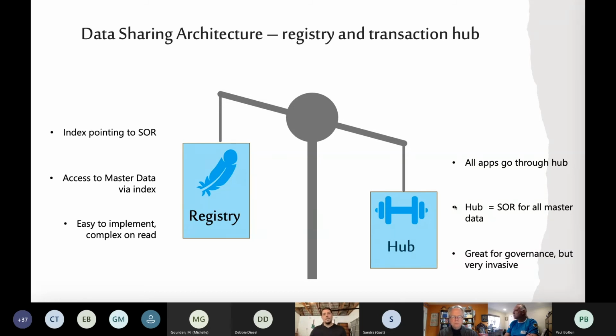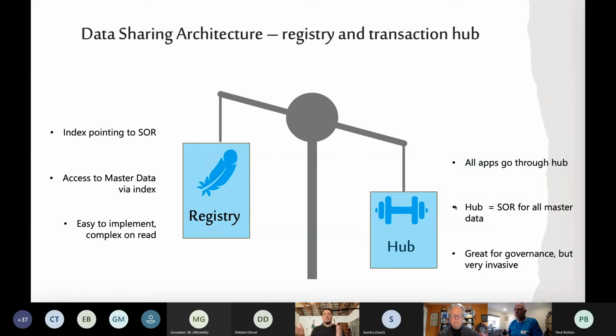So you've got registry on the one side, and on the other side you've got the transactional hub architecture. In this one, your governance is really good because everything is in one place and you don't allow any new data, for example, to be created elsewhere in a system of record. Your hub is the originator of data and it shares it from there on. So all the applications go through the hub. The hub is the system of record for all your master data. Okay, so that's the two ends of the spectrum.